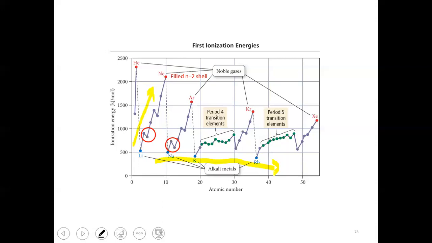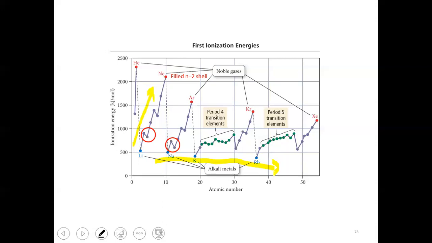Now, there's two blips in here. All right, let's look at the first one. Again, we always have exceptions, right? There's a black sheep in every family. And here's one of them. Notice the transition when you go from beryllium to boron, and also from magnesium to aluminum.